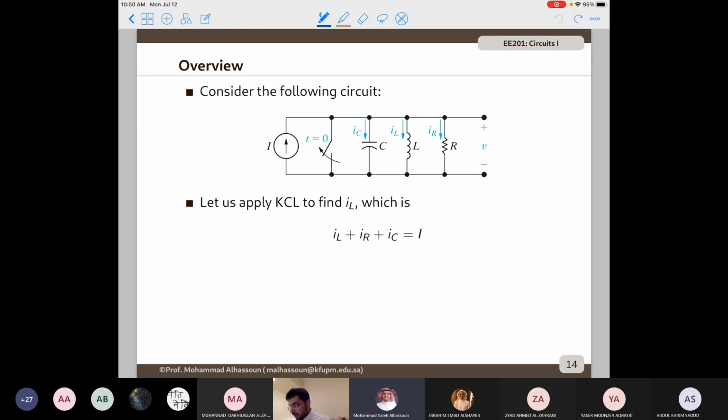So by KCL, considering the case when time is greater than 0, when the switch is open, applying KCL, you will get this formula. So if you substitute IL plus, what is I here? V divided by R. What is I of the capacitor? C dV by dt equals to I.